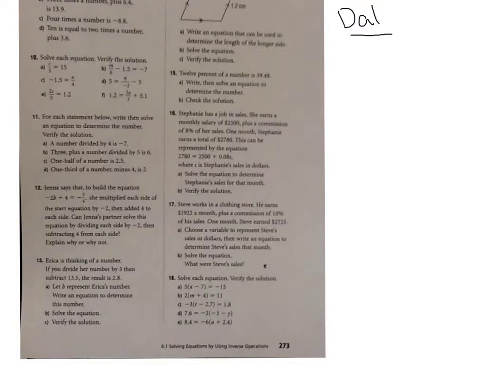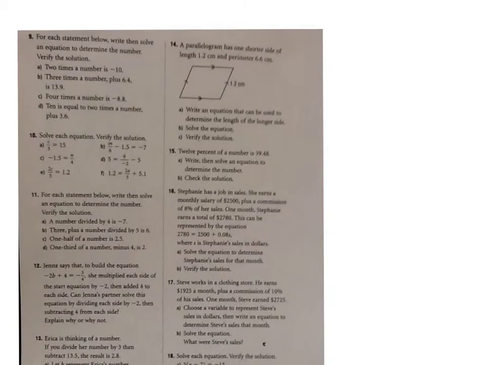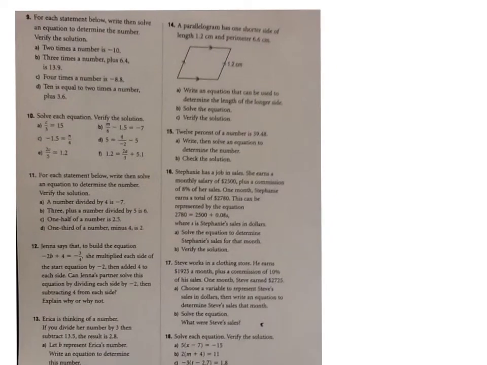Okay, so let's clear all that. And we'll move this up, excuse me, and we will try number 14. So it says a parallelogram has one side shorter than the other by 1.2 and the perimeter of that is given. Write an equation to solve for determining the longer side.